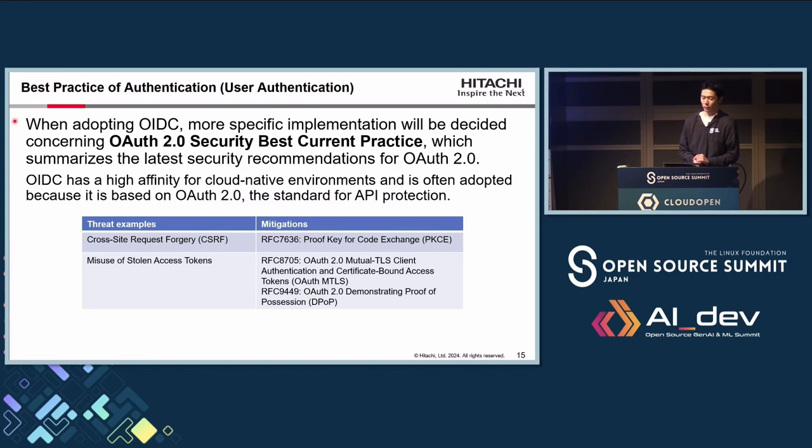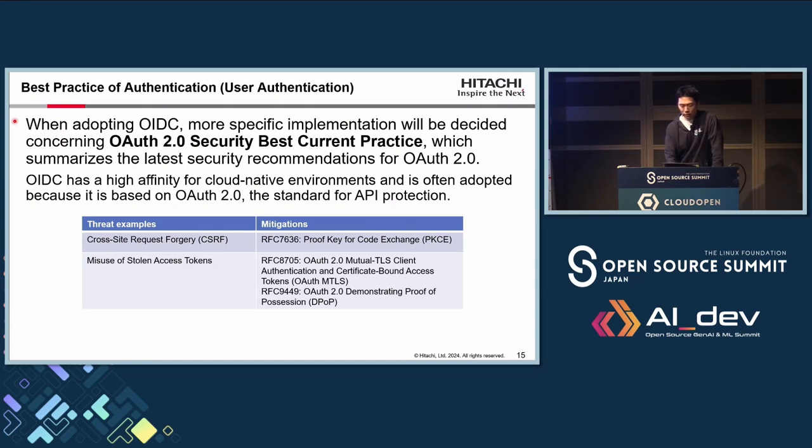Among federation protocols, OIDC and SAML are well known. However, OIDC is often preferred for cloud native environments due to its high affinity and its basis on OAuth 2.0, the standard for API protection.